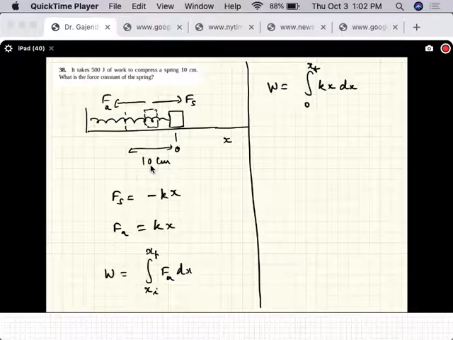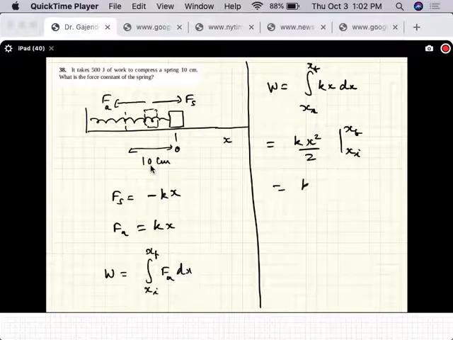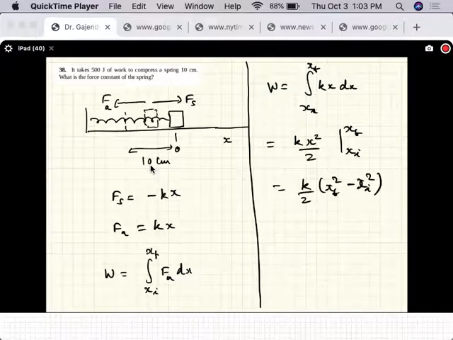Okay? We'll keep this x initial just so that you have a general expression for it. So this would be kx squared by 2 from x initial to x final, which is k by 2 times x final squared minus x initial squared. That's the work done by the applied force. So in your case, x initial was 0, x final was minus 10 centimeters, minus 0.1 meters.